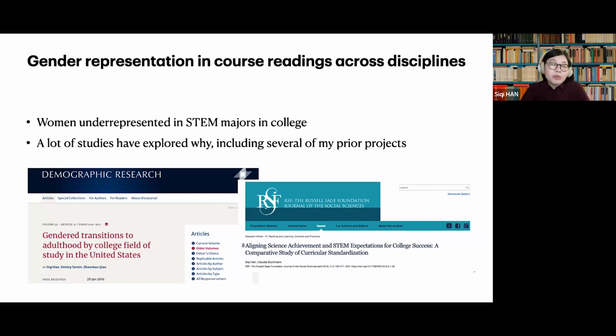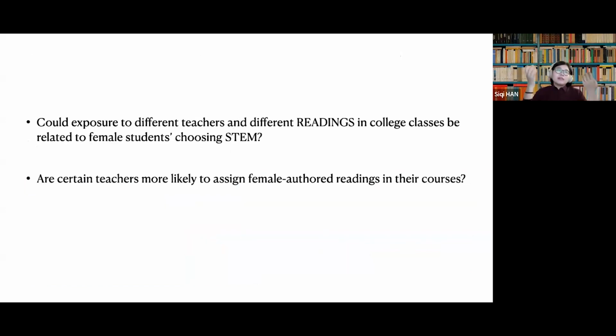So I listed two of my prior papers here. One is on gender transition to adulthood by field of study, and the other is on STEM expectations across a number of different countries using the PISA data. Including my own research, we are dealing with how to help women remain in the STEM pipeline.